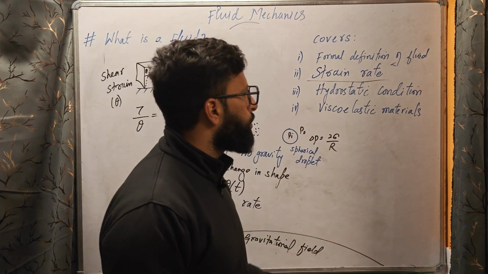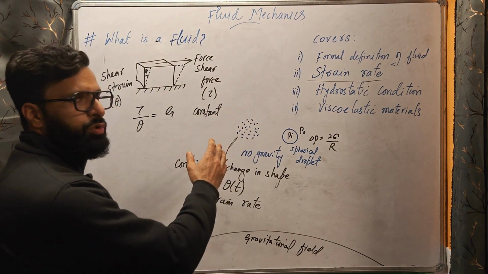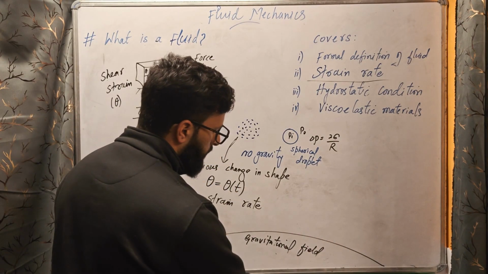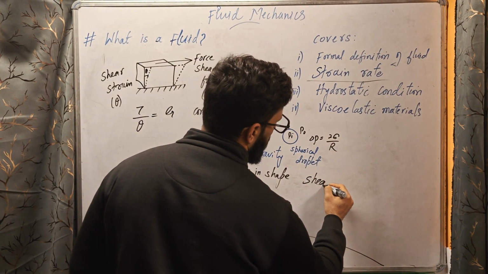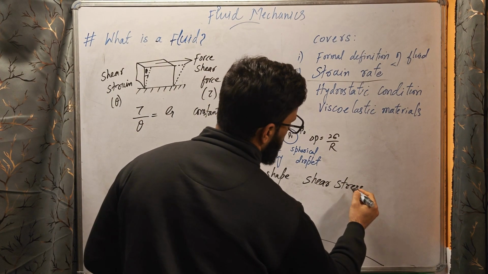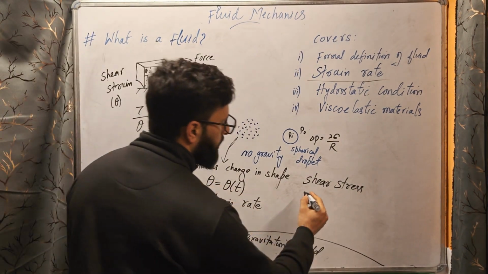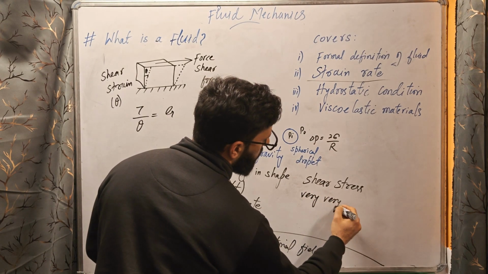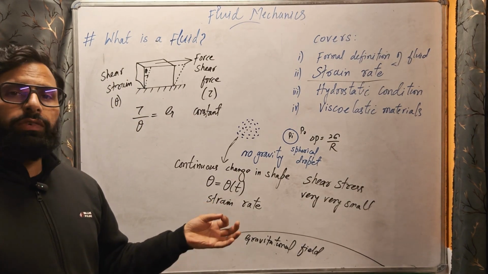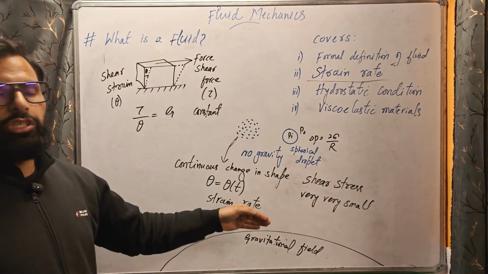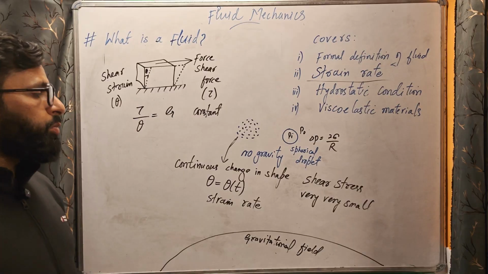Now we have the hydrostatic condition. What is the hydrostatic condition? Now we know that whether it is liquid or gas, if it is inside the gravitational field, it will always have shear stress, and fluids continuously change their shape even if the shear stress present is very, very small. So if shear stress is even a very, very small amount, they will continuously change their shape, meaning they will keep flowing.